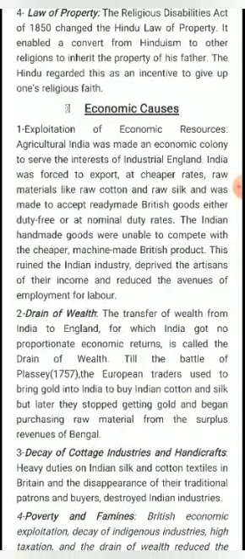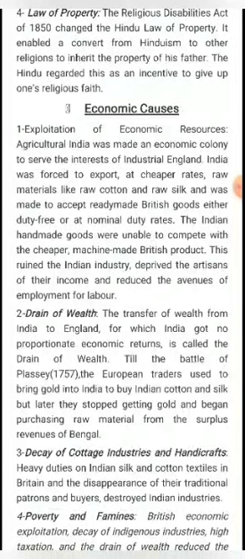The second one is the drain of wealth. The transfer of wealth from India to England, for which India got no proportionate economic returns, is called the drain of wealth. It means the shifting of money from our country to England.